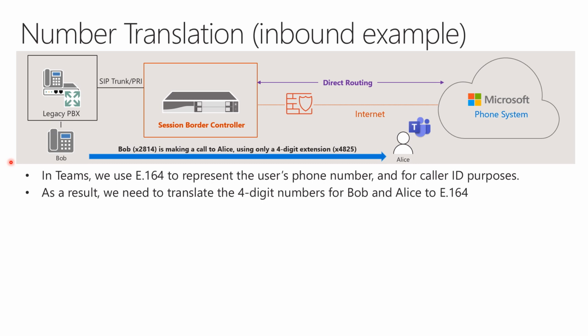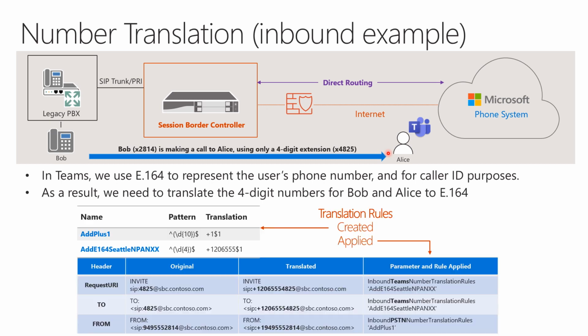Now, we need to pay attention to the direction that we're working with here, because Bob is making the call to Alice. So from the Teams point of view, this is an inbound call, right? The call is coming into the Teams environment. To achieve this, we need to create and apply a set of translation rules.